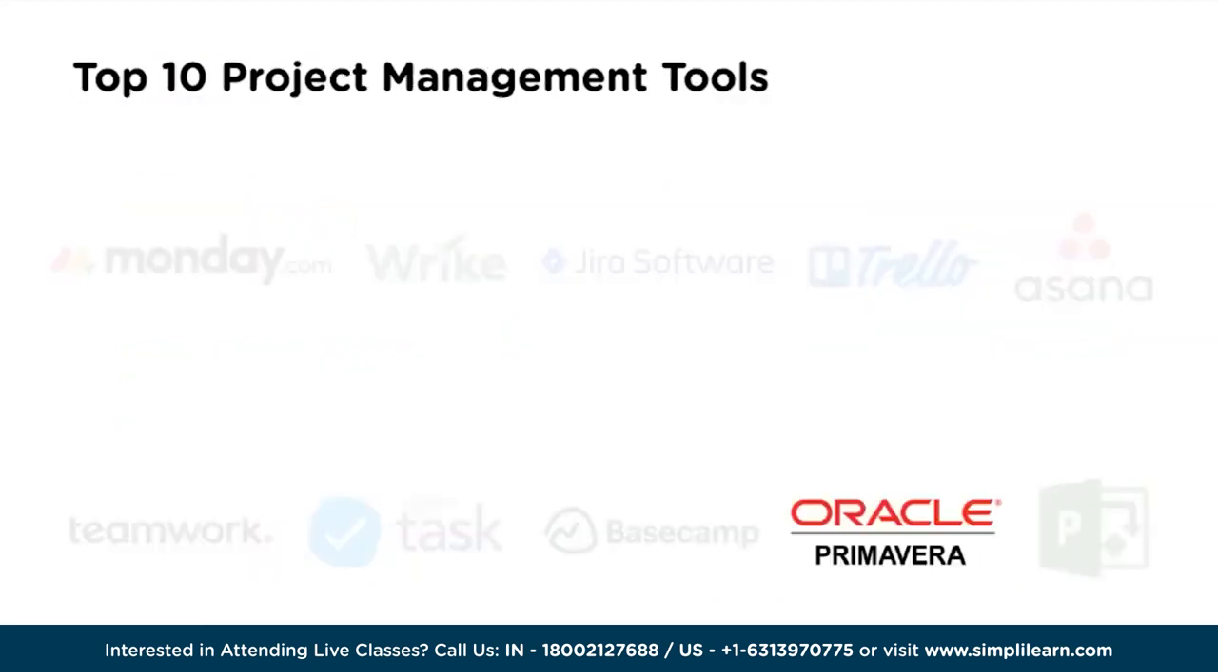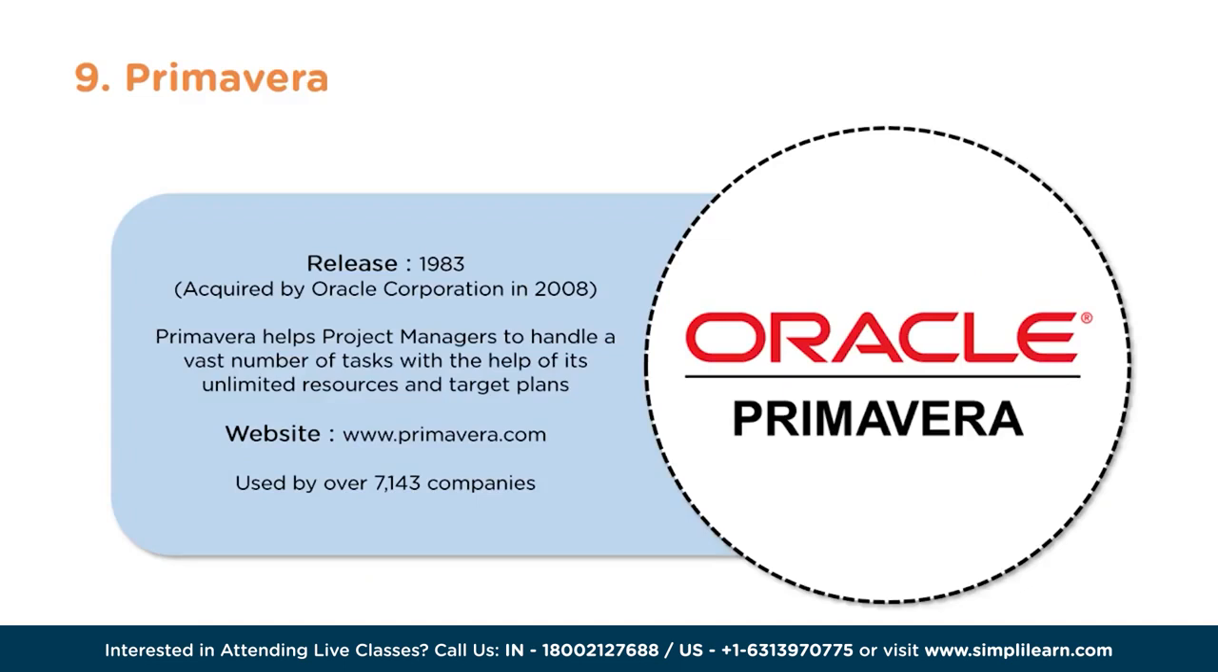Oracle Primavera. This tool was released in the year 1983, and was acquired by Oracle Corporation in 2008. Primavera helps project managers handle a vast number of tasks with the help of its unlimited resources and target plans. The website to access this tool is www.primavera.com, which is used by over 7,143 companies.